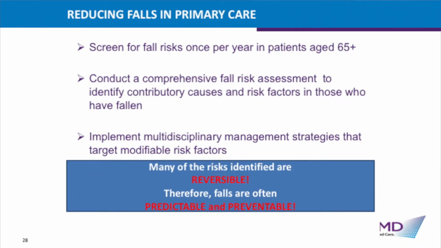So what we were doing: screening for falls in patients over age 65 once a year, conducting a comprehensive fall risk assessment to identify the contributing causes and risk factors in those who have fallen, and then implementing a strategy to target the modifiable risk factors, because we know that many of the risks that are identified are reversible, and hence falls are often predictable and preventable.